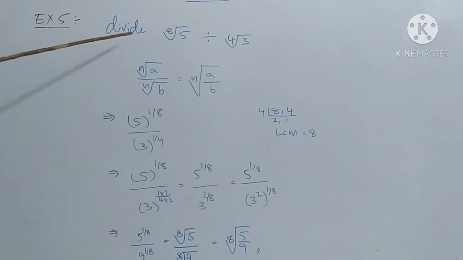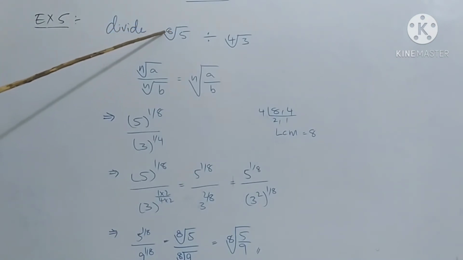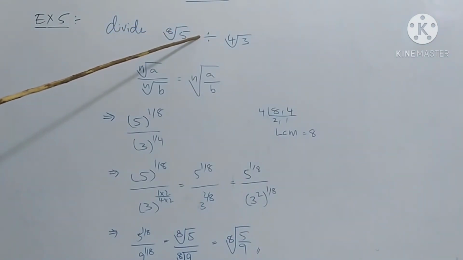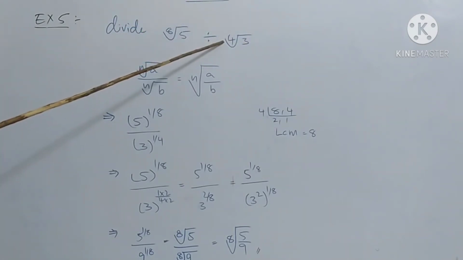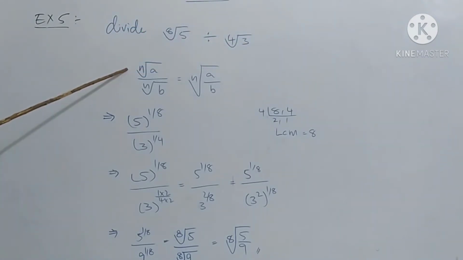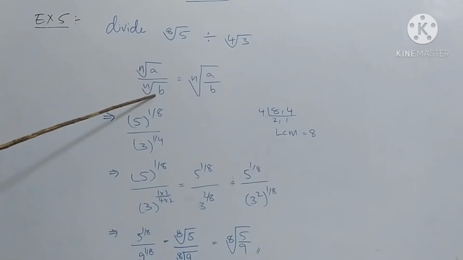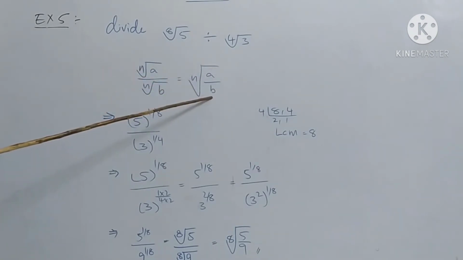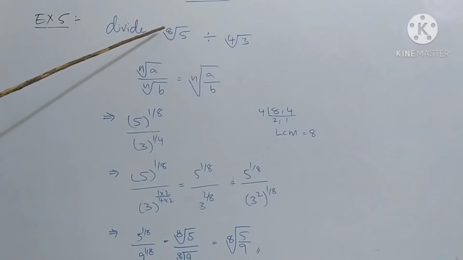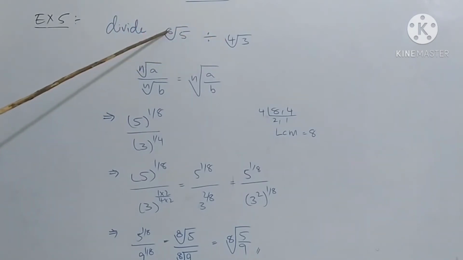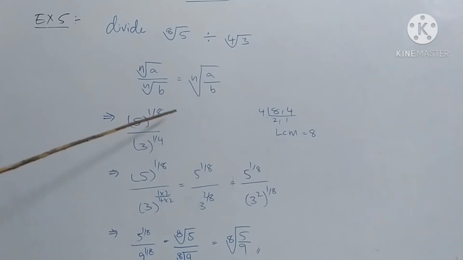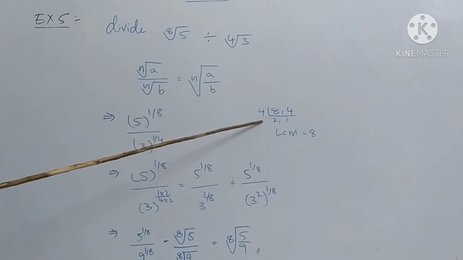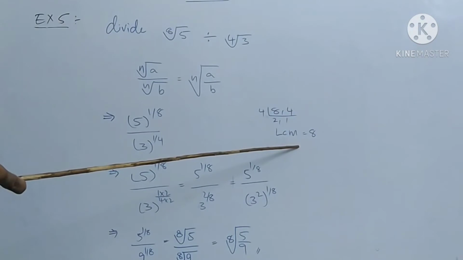Next example, 6th one. Divide 8th root 5 divided by 4th root 3. Here order is 8, order is 4. From the law of surds, nth root a by nth root b is equal to nth root of a by b. Here the nth roots are different, so we have to take the LCM of these two orders. Here 8, 4, LCM is 8.